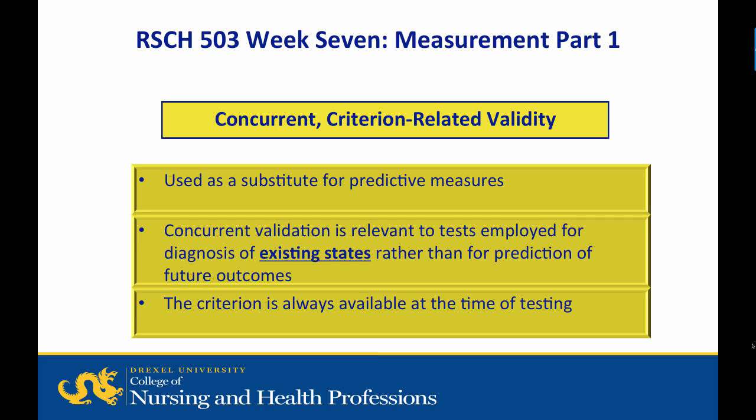Concurrent criterion-related validity is used as a substitute for predictive measures. Concurrent validation is used for instruments or tests employed to diagnose existing states rather than for prediction of future outcomes. Keep in mind that the criterion is always available at the time of testing with concurrent criterion-related validity.